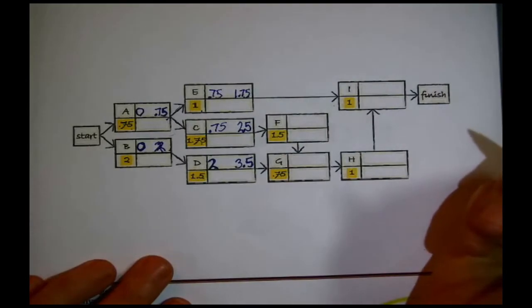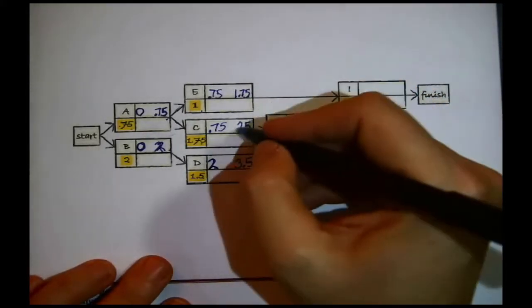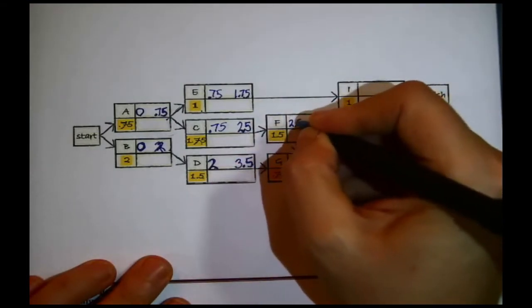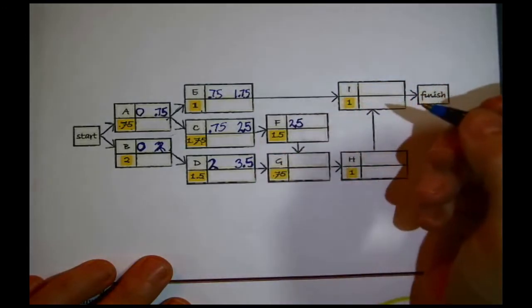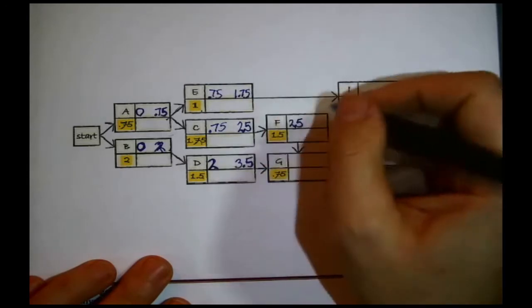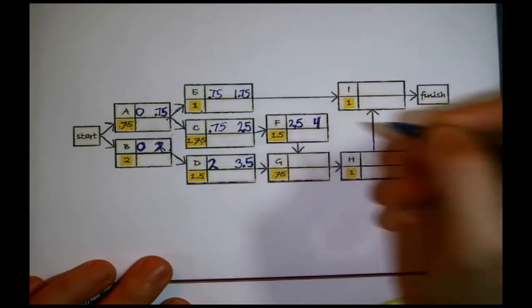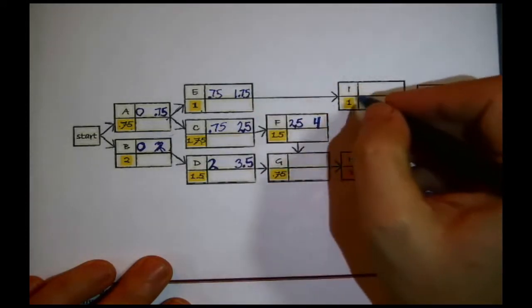Okay, now F. F is just waiting for C to finish. Now we know that C could finish at the earliest in 2.5 days, so pass that number forward. F might start at the earliest in 2.5 days. 2.5 plus 1.5 is 4. Task F might finish at the earliest in 4 days from now, and we're done with this when we have filled in all of them.